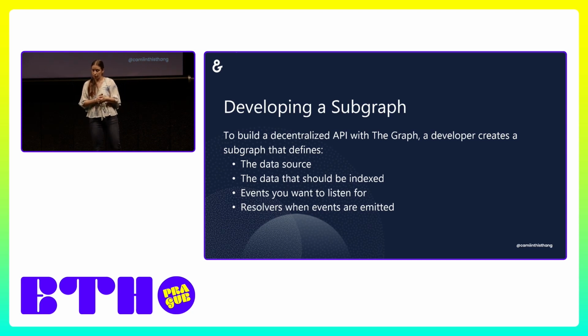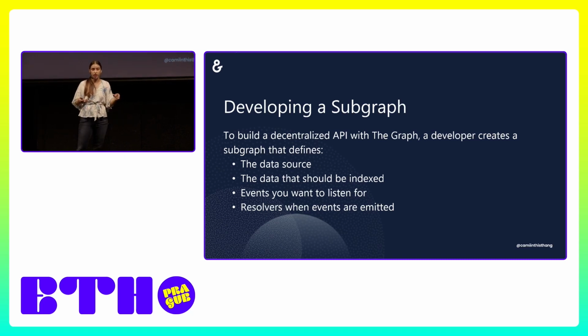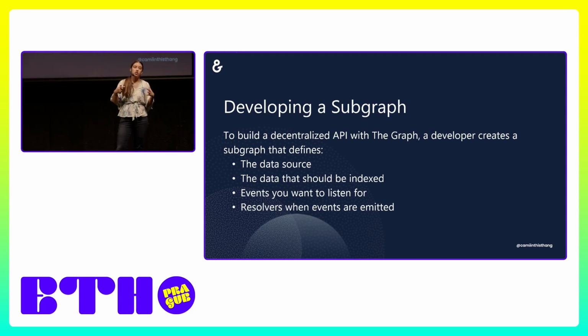So in order to build an API, you build what's called a subgraph, and as a developer, you define the following. You define the data source. By data source, I mean the actual contract address or addresses of the data that you're interested in. For this example, we're building an API for this NFT collection, so I would pass in the contract address for this specific NFT collection. The second thing that you pass in is the data that you want to index. Again, in our use case, I want to index the color of the skin, the color of the eyes, the color of the hair, the face expression. The third thing that you define are the events that you want to listen for.